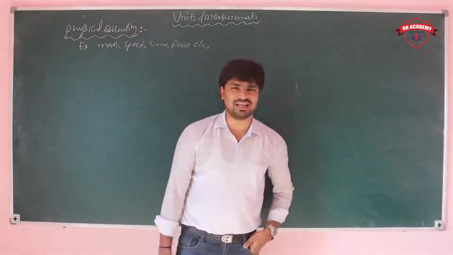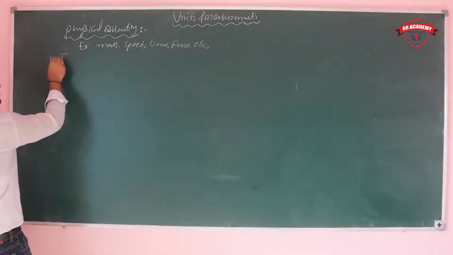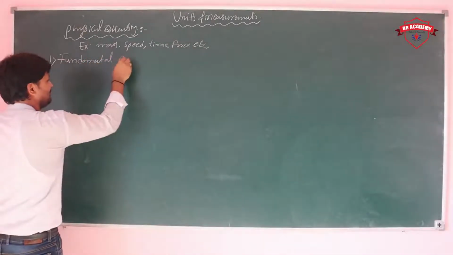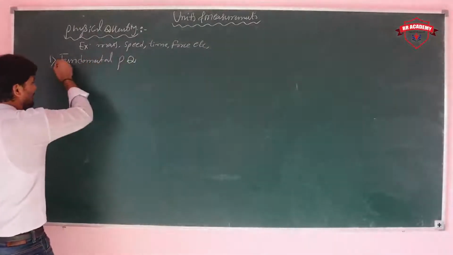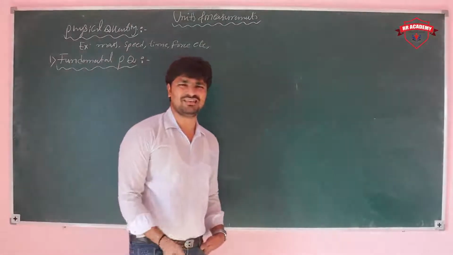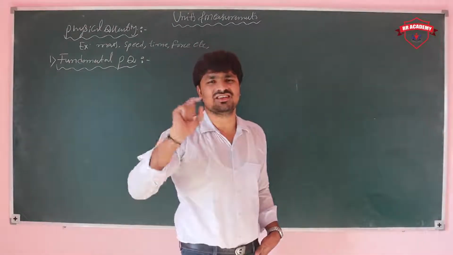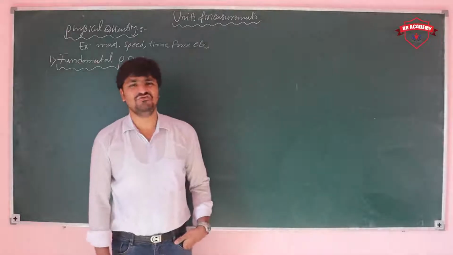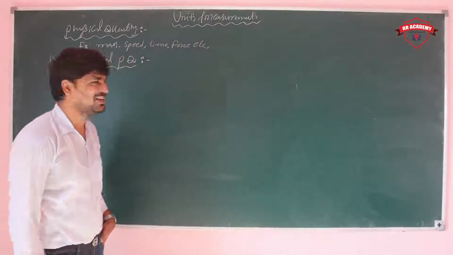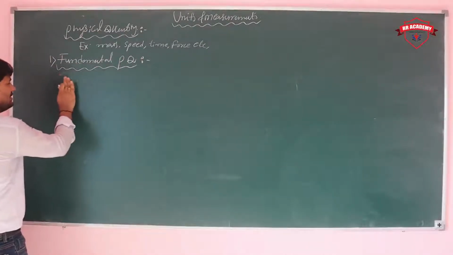These physical quantities can be categorized into three parts. First, fundamental physical quantities. What are these fundamental physical quantities? The physical quantities which are independent of other physical quantities are fundamental physical quantities. We have 7 fundamental quantities. The number is 7.